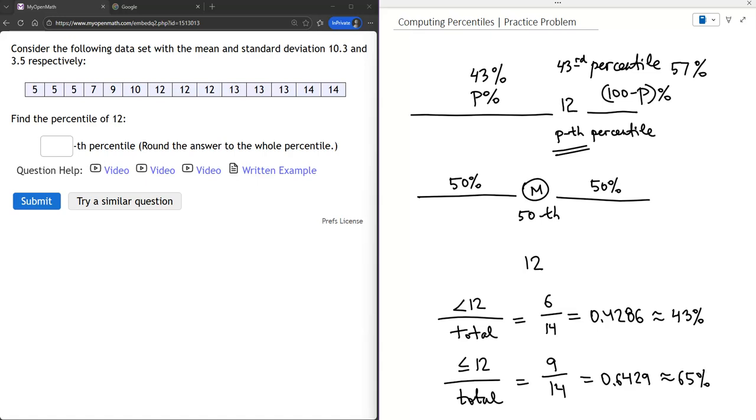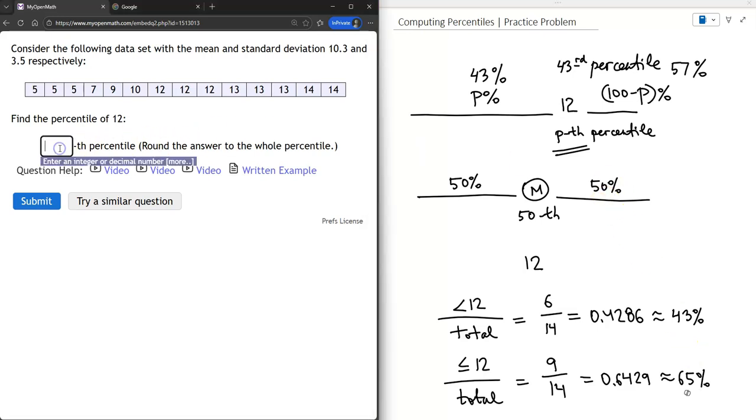So there are many ways, not many ways, but there are multiple ways of computing the percentile of a single observation. And when the data set is small, it matters. When the data set is large, it doesn't matter. All of those ways should more or less result in the same number. But for small data set like this one, yes, there's a big difference between 43rd and 65th percentile.